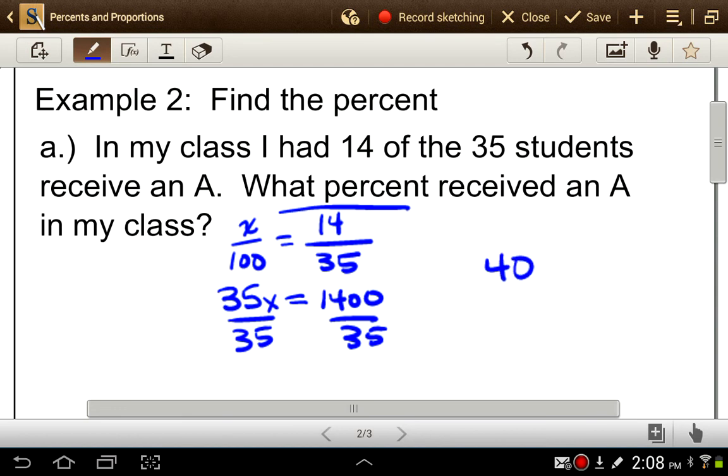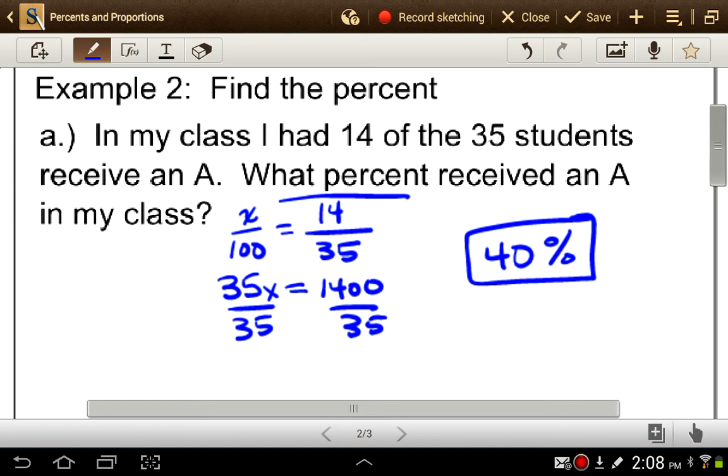So what percent? That's 40%. 40% of my students received an A on that test, whatever test I'm talking about. Alright, I'm going to go on to my next example.